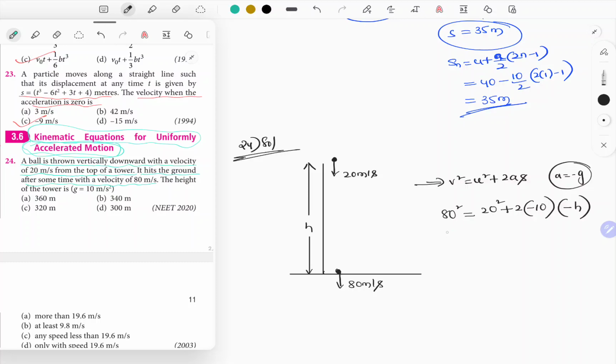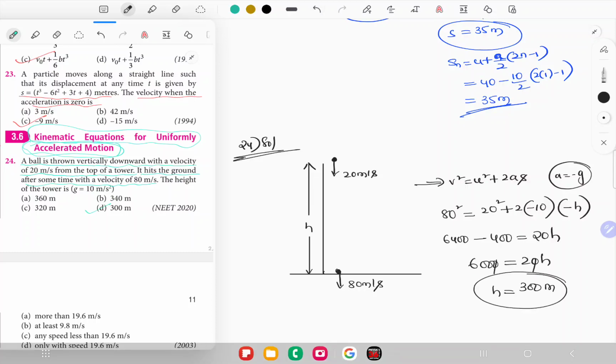So finally, 80 square minus 20 square, it is going to be 6400 minus 400, which is equal to 20 into h. It is 6000 equal to 20 into h, the 0 will get cancelled, then h is equal to 300 meter. Got it? So this is the way you need to answer. Hope you understood.